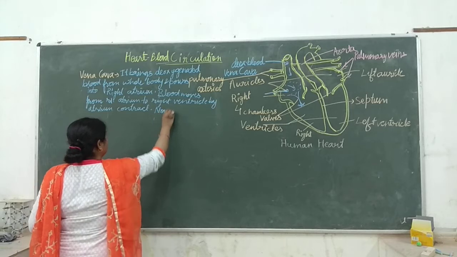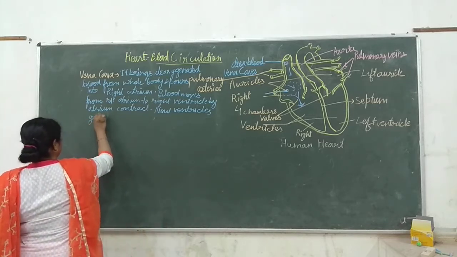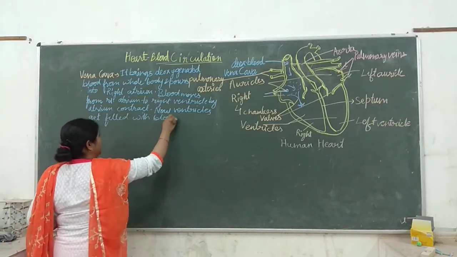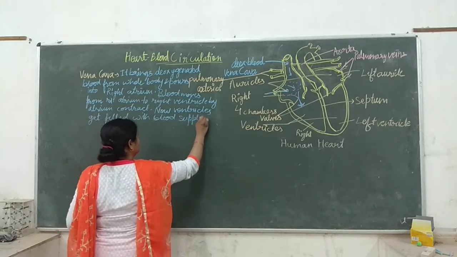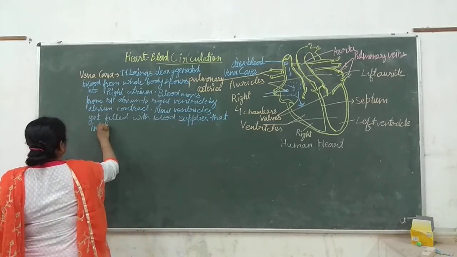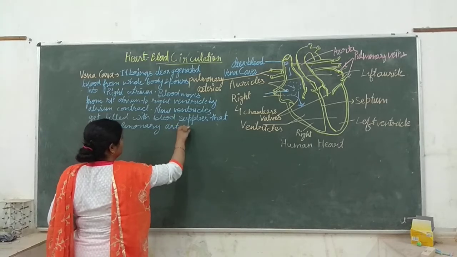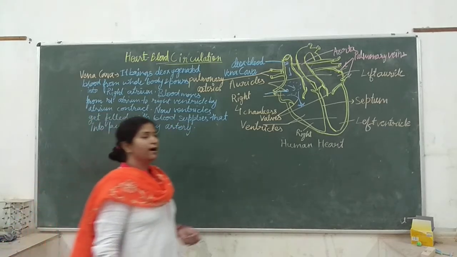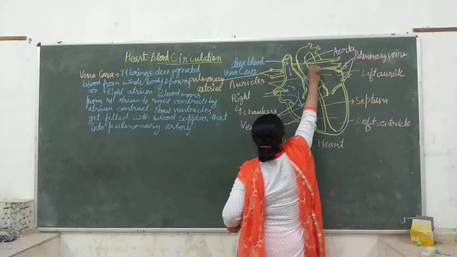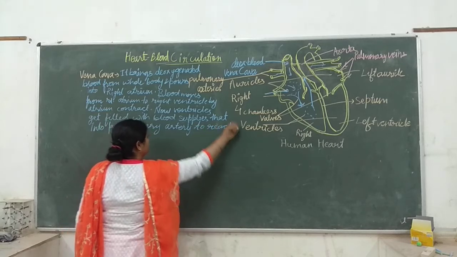Now the ventricles get filled with blood, and they supply the deoxygenated blood into the pulmonary artery to reach the lungs.